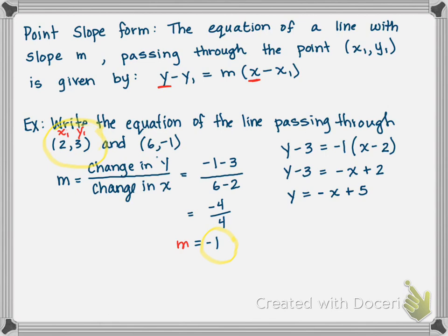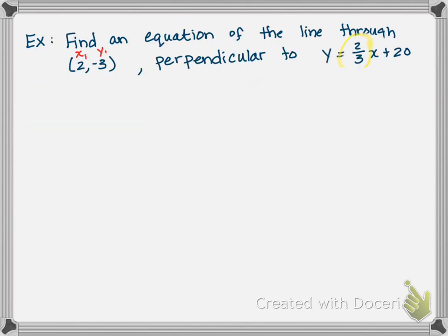Okay, so this is the basic process we're going to use to write all linear equations. The only real difference in the problems is the information they give us to find the slope. So here they gave us 2 points. Next we will do one where they give us a perpendicular line.